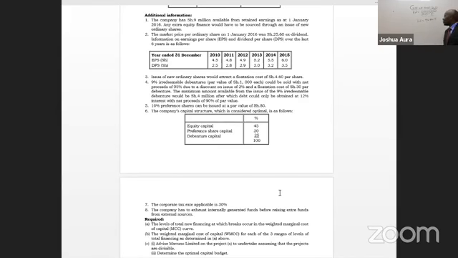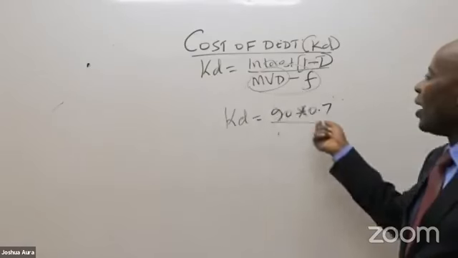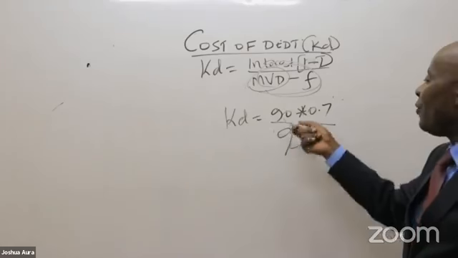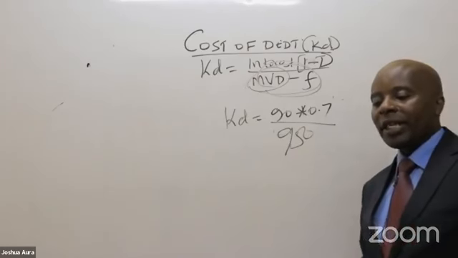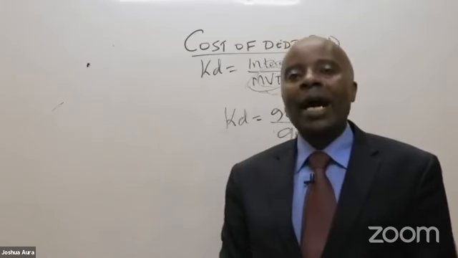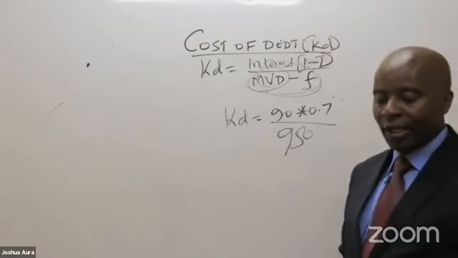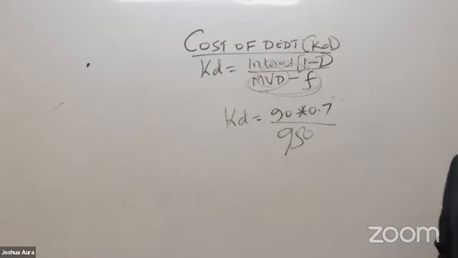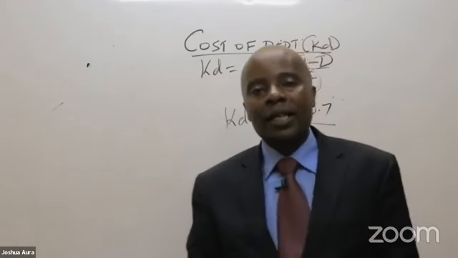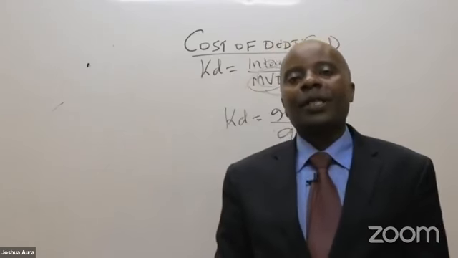So we have here 90 times 1 minus tax, all over the net proceeds. Net proceeds here are 950. Whatever I shall get there will be in the form of a decimal, so you need to multiply by 100 and then give us an answer. Please help us there.